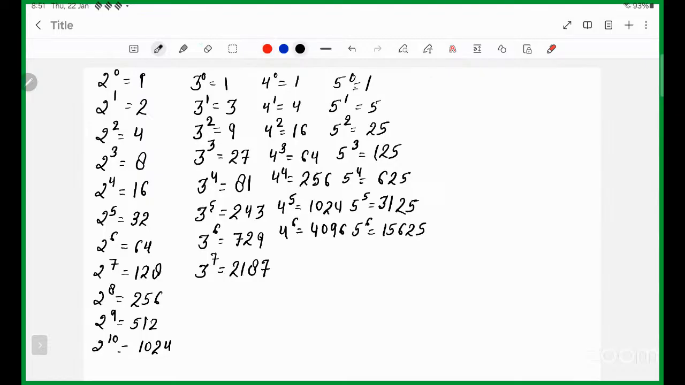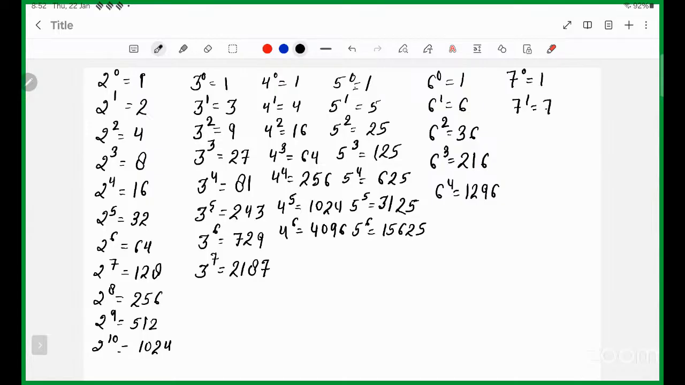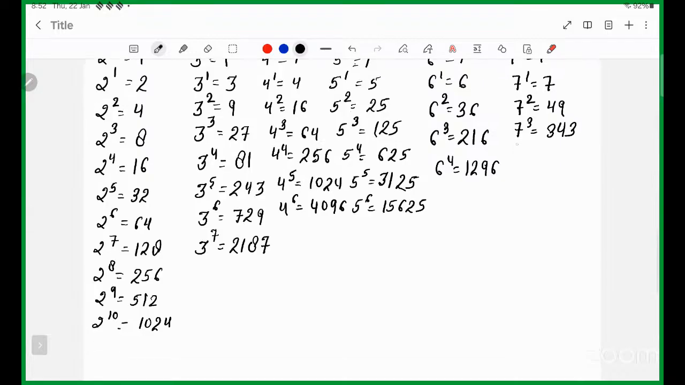Further, 6 raised to power 0, 1. 6 raised to power 1, 6. 6 raised to power 2, 36. 6 raised to power 3, 216. 6 raised to power 4 is 1296. 7 raised to power 0 is 1. 7 raised to power 1 is 7. 7 raised to power 2 is 49. 7 raised to power 3 is 343. 7 raised to power 4 is 2401.